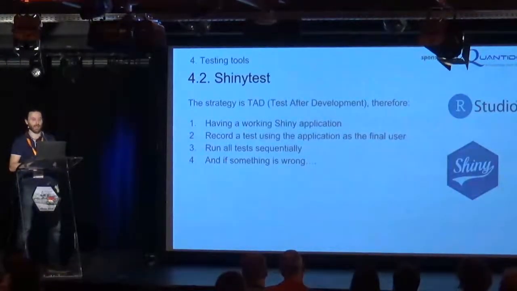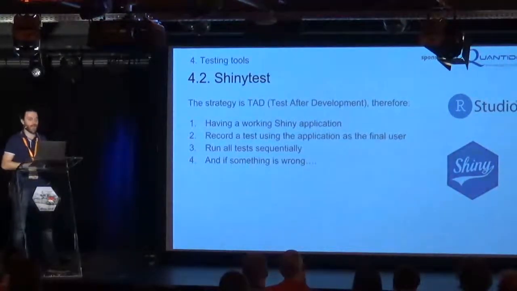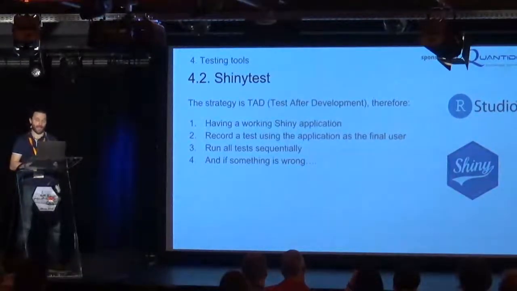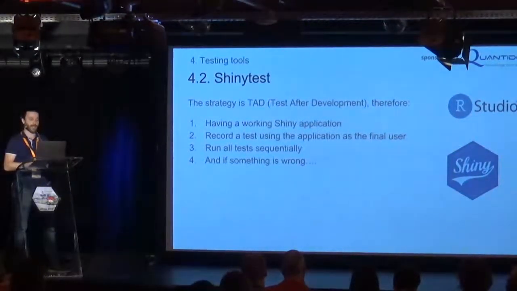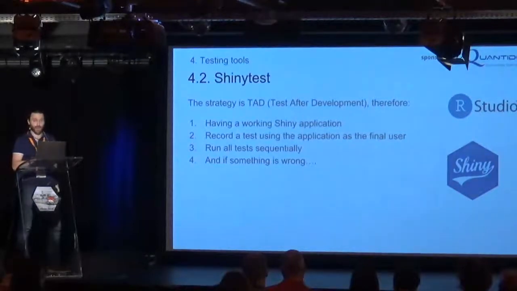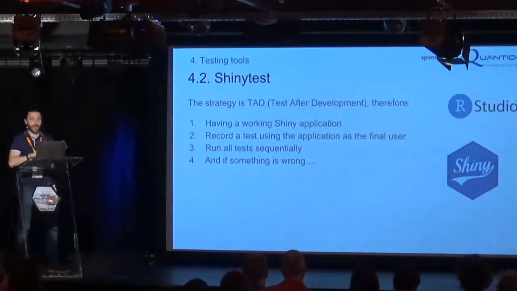And finally, to Shiny. In order to test a Shiny application, we have to use test after development. Therefore, we already have a working Shiny application. We record a test using the application as the final user would do, so with the mouse interacting with widgets and plots. And then I can run these tests sequentially.